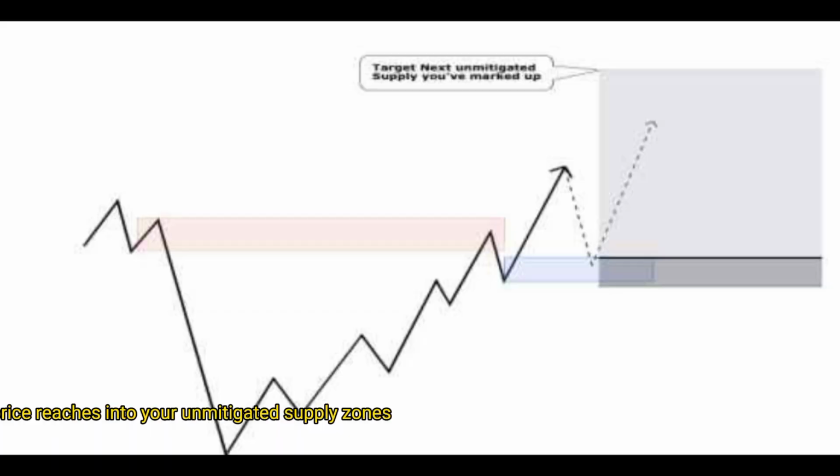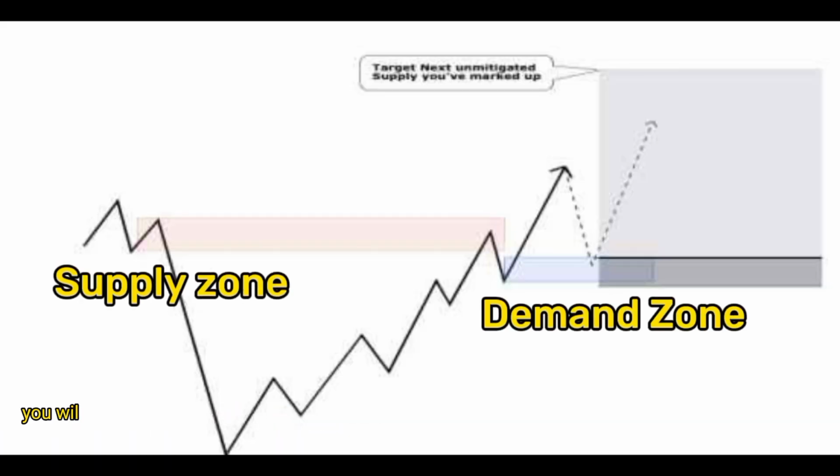Supply to demand flip, SD flip. If price reaches into your unmitigated supply zones you have marked up, you will be waiting for a break of supply. The same rules apply for SD flip as for the DS.